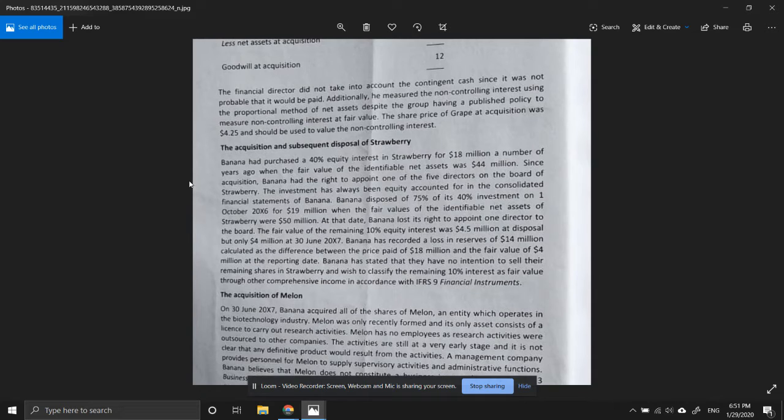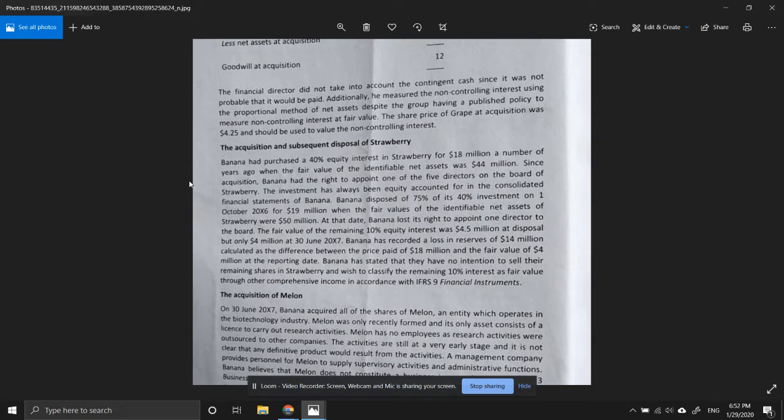Banana had purchased a 40% equity interest in Strawberry for 18 million a number of years ago, when the fair value of net assets was this million. So a 40% interest means it's not a subsidiary unless proved otherwise. How can that be proved otherwise? We need to determine whether the investor has control over the investee or not. So what is the definition of control? Once again, control is that the investor has power over the investee, and has rights or is exposed to variable returns from the investee.